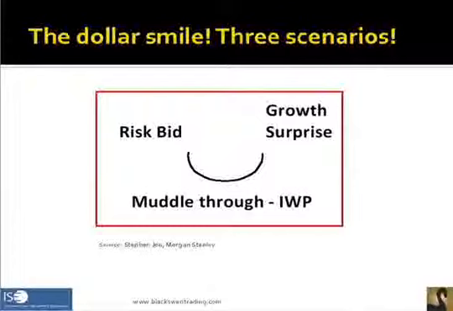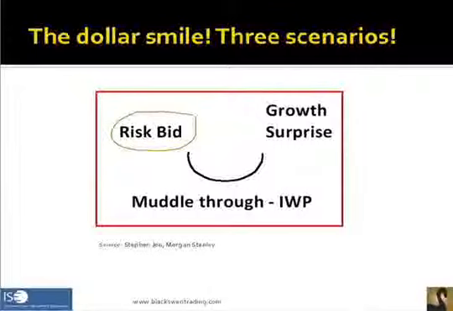Okay, and this is really the scenario development we're going to work off and go through at least a couple of. I don't know if we'll get to all of those given the time we have, but we're definitely going to get to the first two, the risk bid and the muddle through, and I'll describe the growth surprise briefly here in case we don't get to it. The risk bid scenario is what I've talked about earlier.